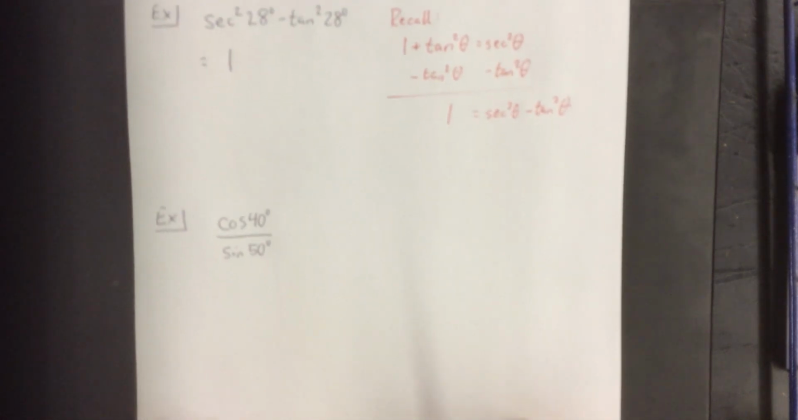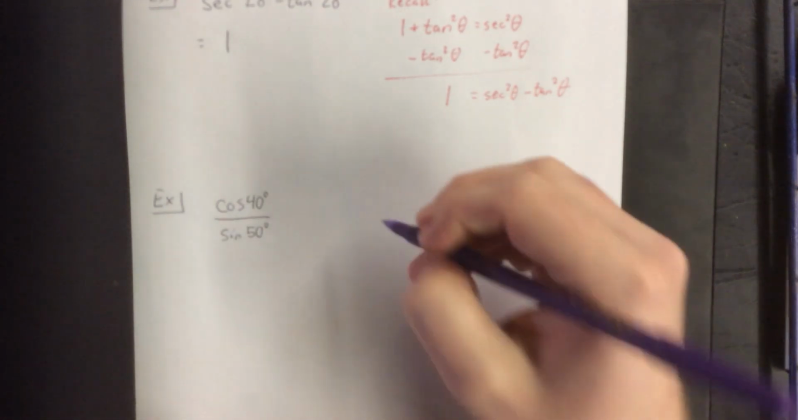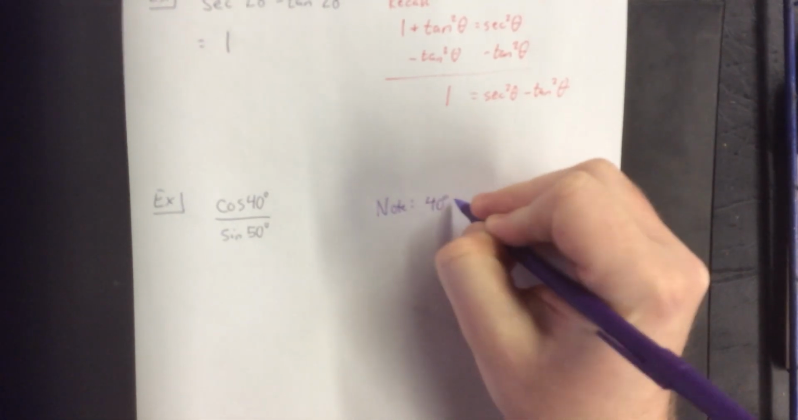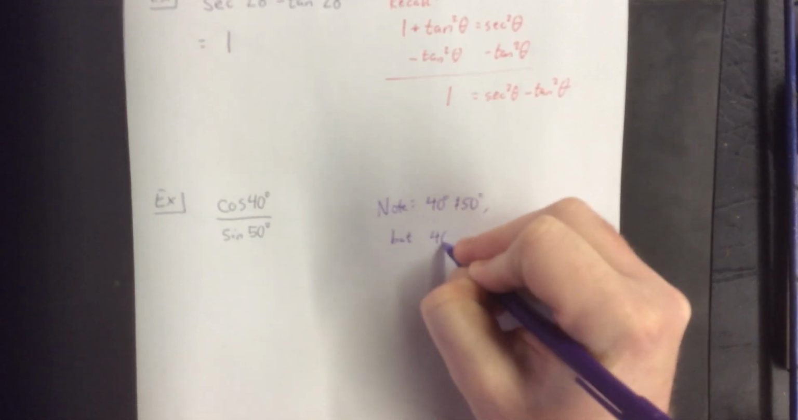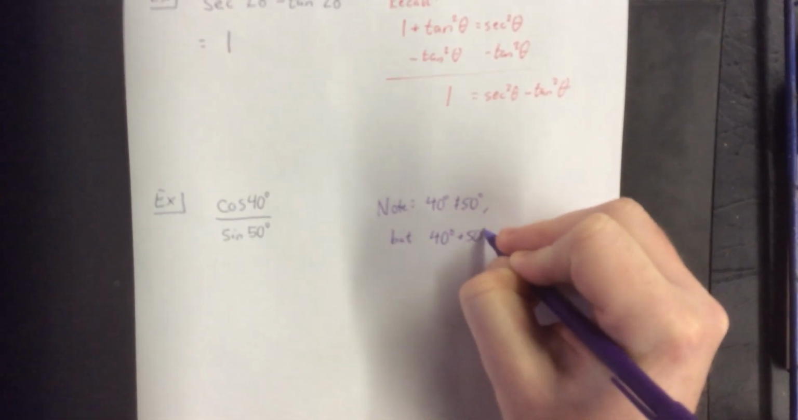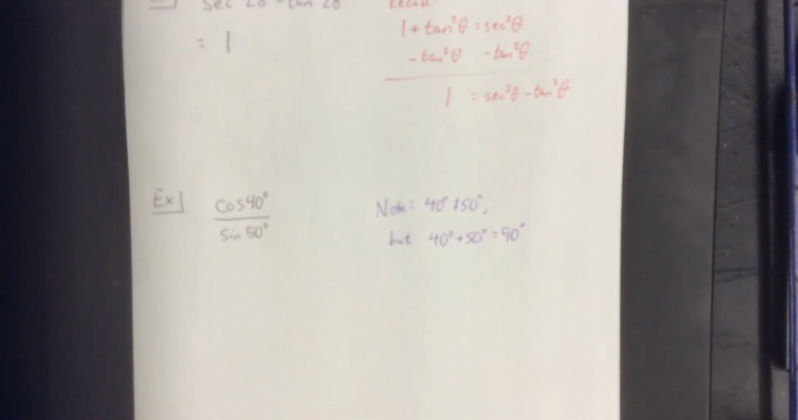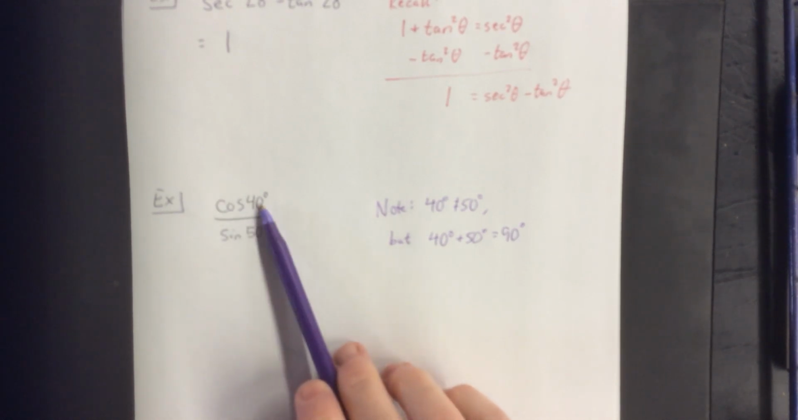Next example, cosine of 40 degrees divided by the sine of 50 degrees. So first thing we check to see is, are all of the angles the same? If they are not, check to see if the angles are complementary. So we'll say over here, note, 40 degrees is not the same as 50 degrees, but it does check out that the two angles are complementary, because if I add them together, I get 90 degrees.